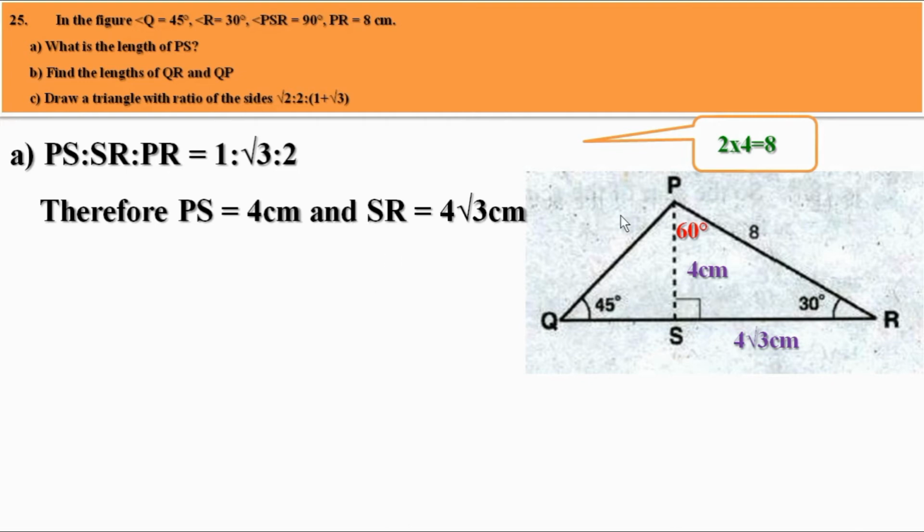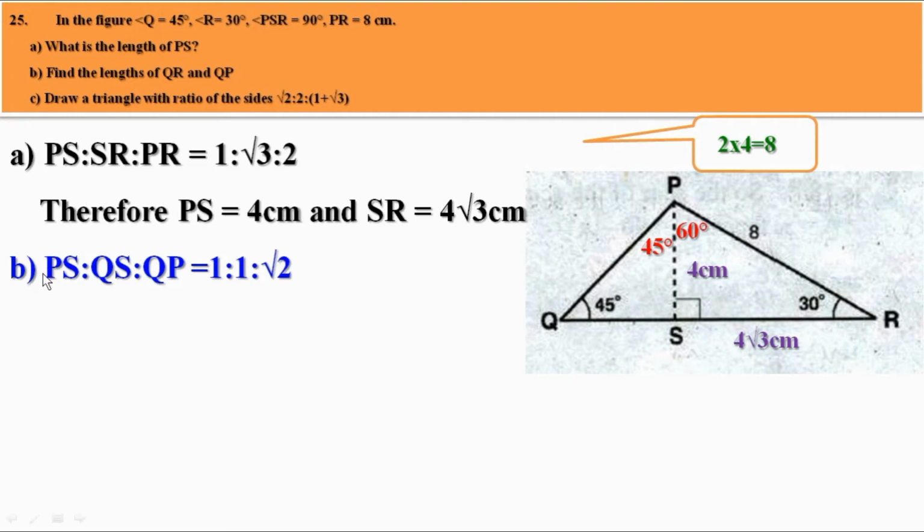Now let us look at triangle PQS. Angle Q is 45 degrees, angle PSQ equals 90 degrees, therefore angle QPS is also equal to 45 degrees. So it's a triangle with angles 45, 45 and 90. Therefore the ratio of the sides is 1 is to root 2. That is PS is to QS is to PQ equal to 1 is to 1 is to root 2.